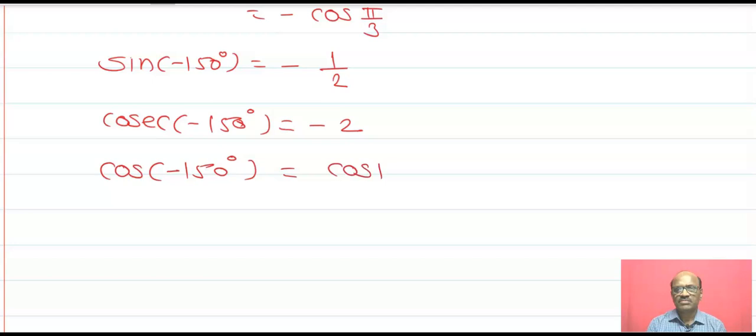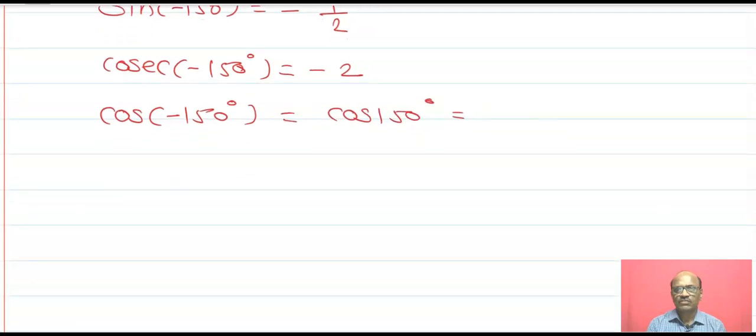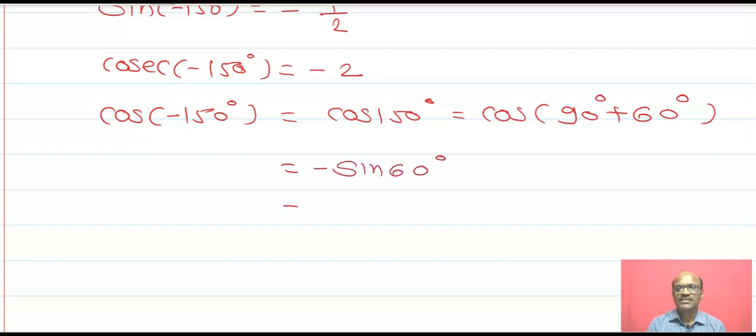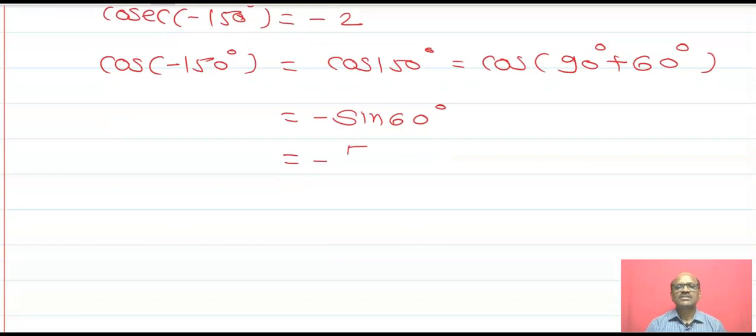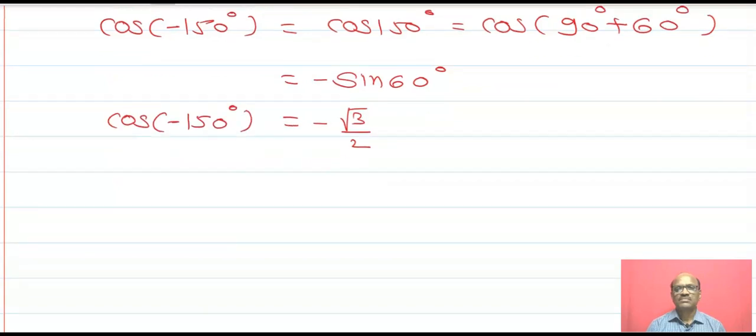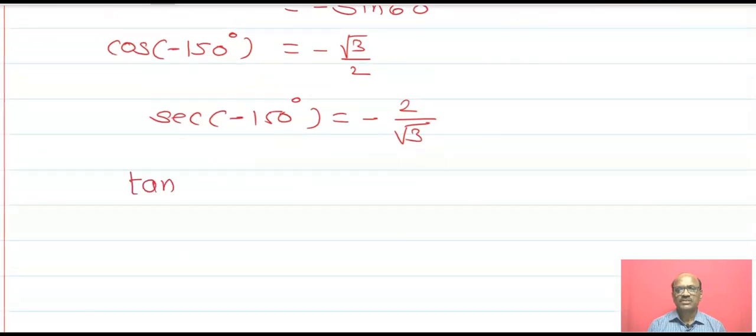Cos of minus 150 is equal to cos of 150. Cos absorbs the negative sign and it is written as cos of 90 plus 60 degree, and cos will become minus sine. It is in the second quadrant. Sine 60 is root 3 upon 2. Therefore, sec minus 150 degree is equal to minus 2 upon root 3.